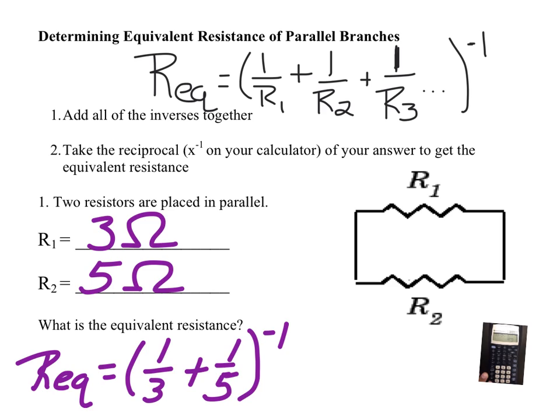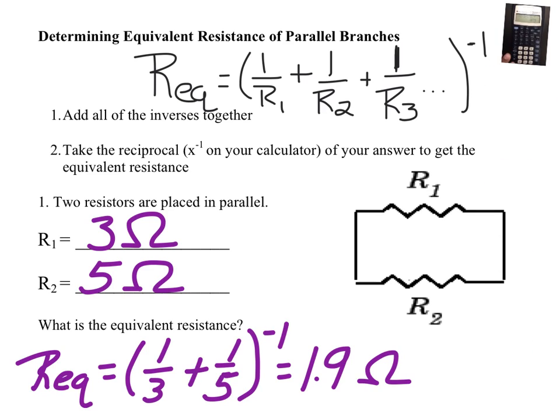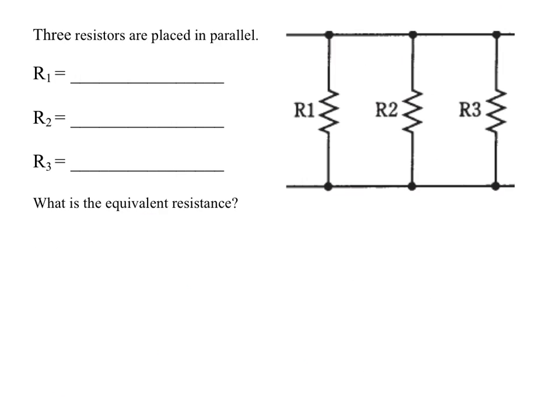We need the whole thing inversed so that I get an equivalent resistance of, we'll call it 1.9, we'll round a little bit, ohms. So what I'm saying with that 1.9 is that having two in parallel at 3 and 5 ohms is like having just one resistor that's 1.9 ohms. That's all.